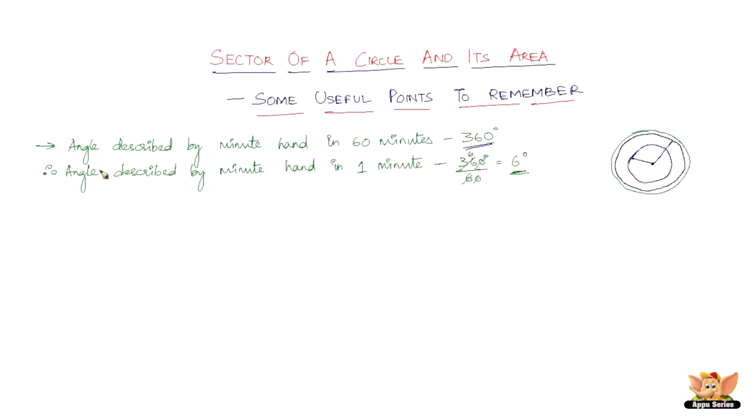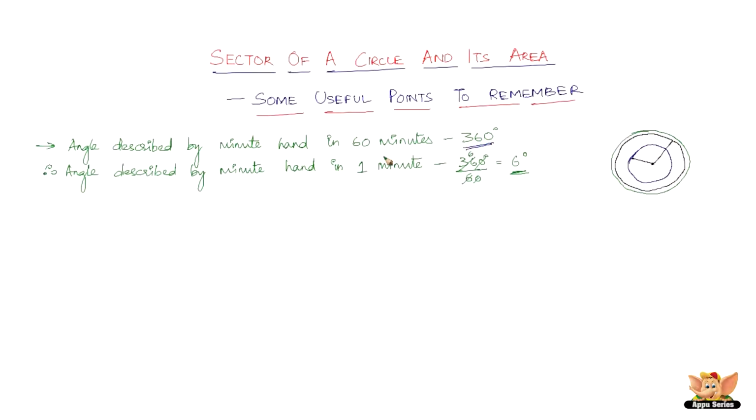So the point reads: angle described by the minute hand in 60 minutes equals 360 degrees, right? Because when a minute hand completes 60 minutes, it makes an exact circle. If you take the angle of an entire circle, it's going to be 360 degrees. That's the angle the minute hand sweeps when it finishes 60 minutes, right? Now, based on this data, we are going to find out the angle described by the minute hand in 1 minute.